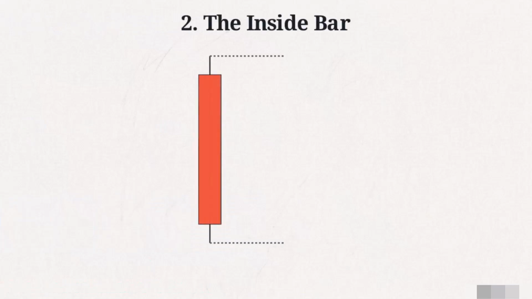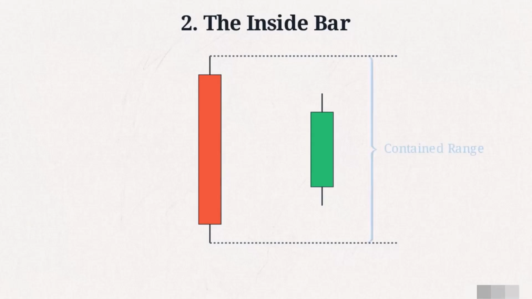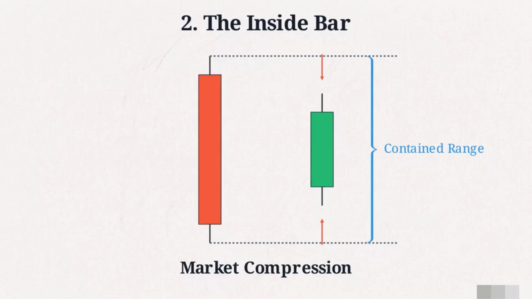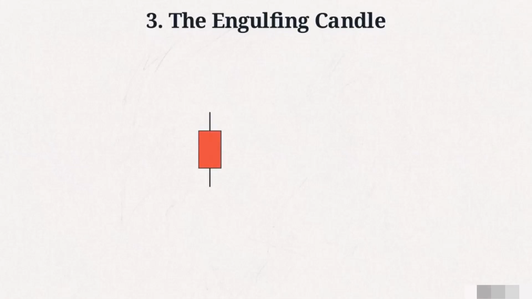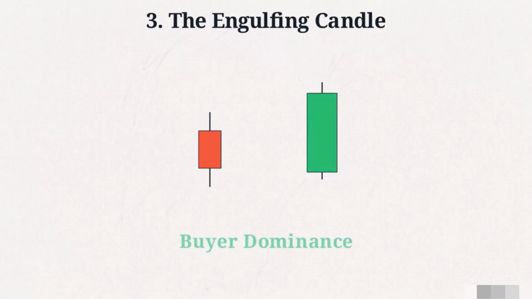Next is the inside bar. Notice how this entire candle is completely contained within the high and low of the previous candle. This signals market compression, a tightening of price before a potential breakout. Finally, the engulfing candle. This occurs when a large body rapidly forms and completely swallows the smaller preceding candle. It signals that one side has stepped in and dominated the other.